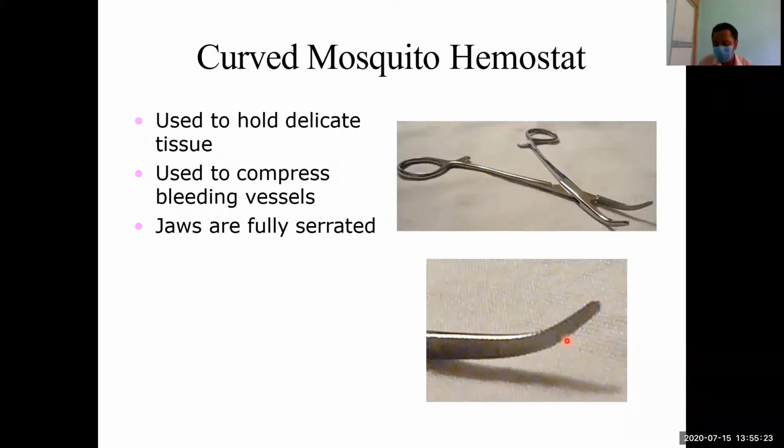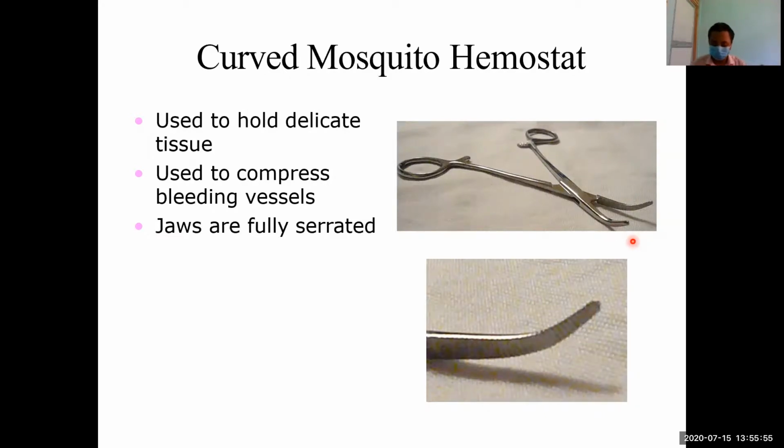And other differences are generally in the case of Kelly's forceps, as compared to the shaft, the blades will be shorter. Generally, in the case of Spencer-Wells, the blade will be half the size compared to the shaft. But in the case of Kelly's, it will be somewhat longer than Spencer-Wells. The blades will be longer. Both versions are available, straight or curved.